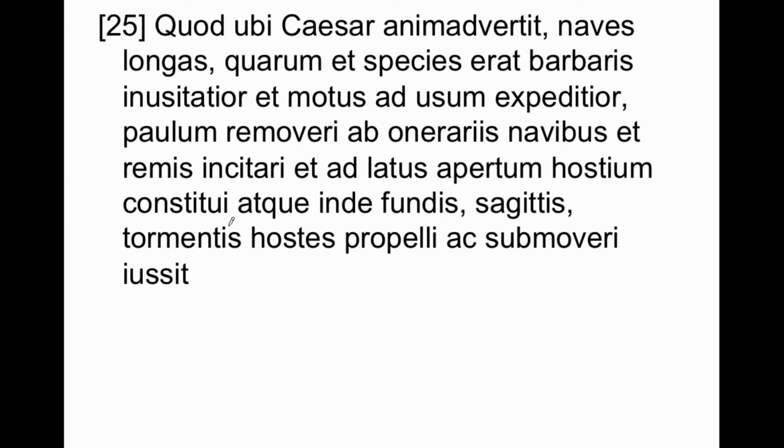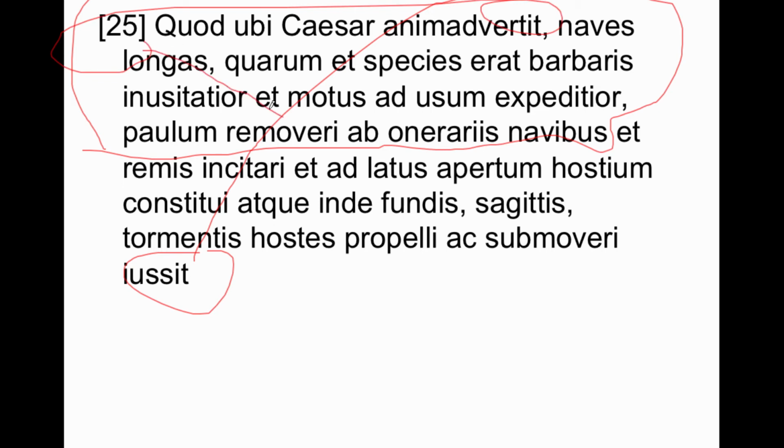Okay, so again, to look back at this whole sentence here, what we've just covered is right up into here. Okay, we've just covered this information. Okay, so which thing when Caesar had noticed it. And again, we're grabbing the iusit from way down here to make sense of this. Okay, so he ordered the longships, he ordered them to be moved back. Okay, but before he gets to that, once he says the word longos, he goes into this relative clause. The appearance of which was more unusual to the barbarians, and the movement of which was more unencumbered to use, to be moved back a little from the cargo ships.